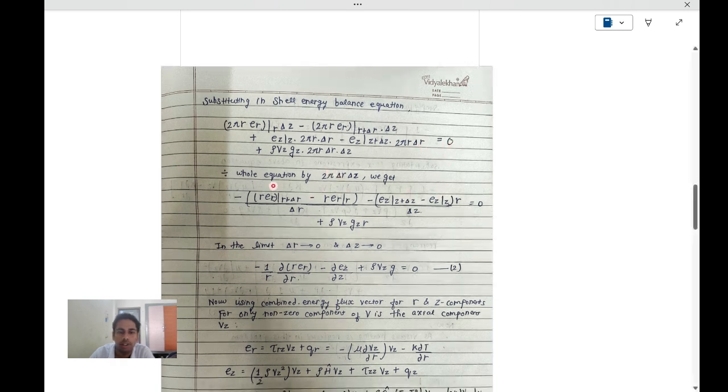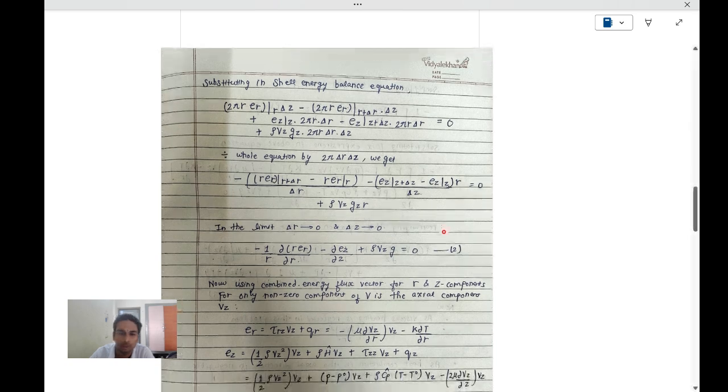Now, when we divide the whole equation by 2 pi into delta r into delta z, we get minus r Er at r plus delta r minus r Er at r upon delta r, and minus Ez at z plus delta z minus Ez at z into r upon delta z, plus rho vz into r equal to 0.